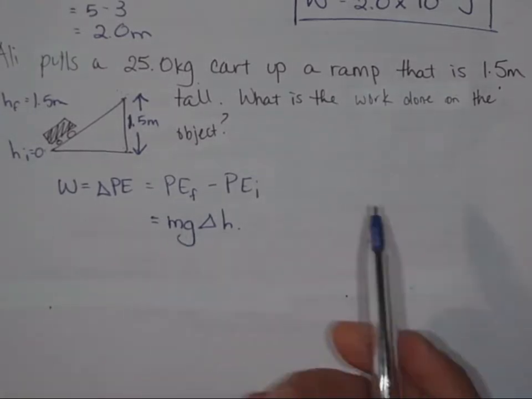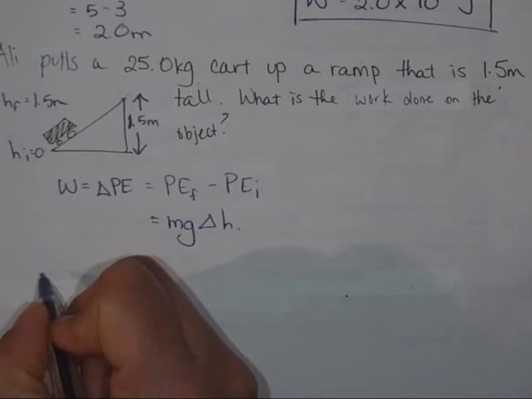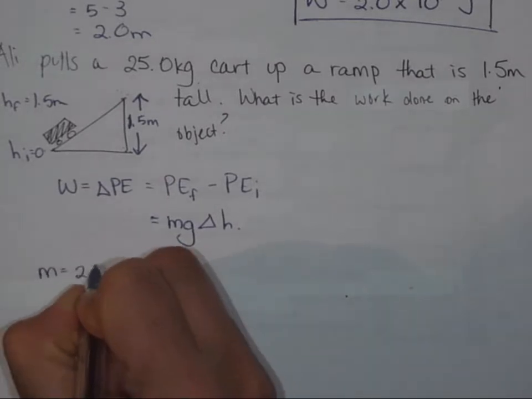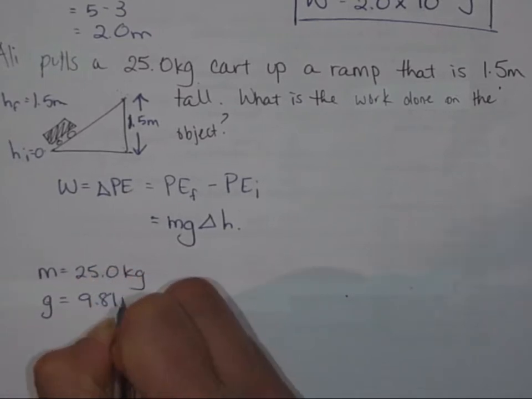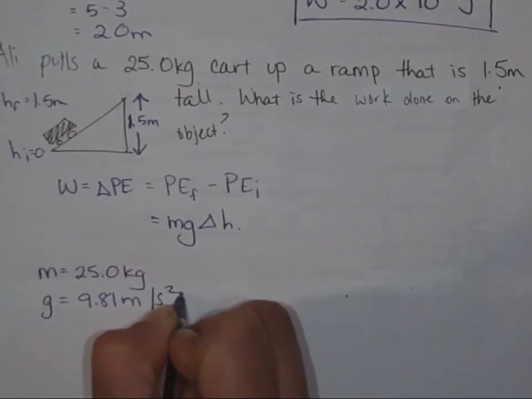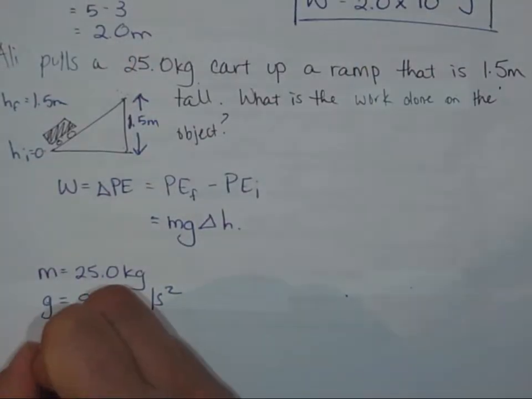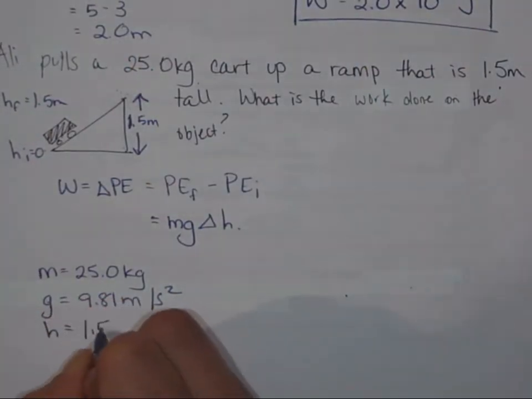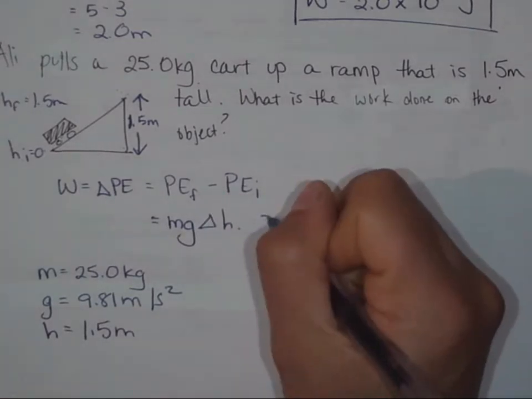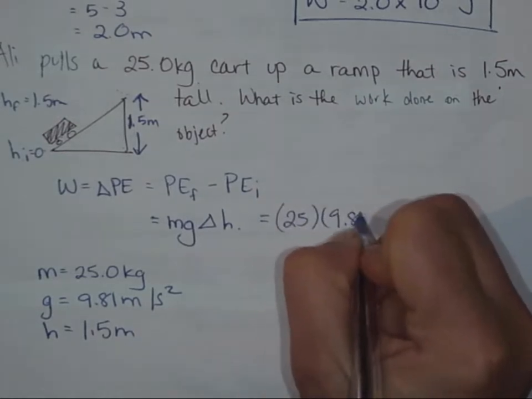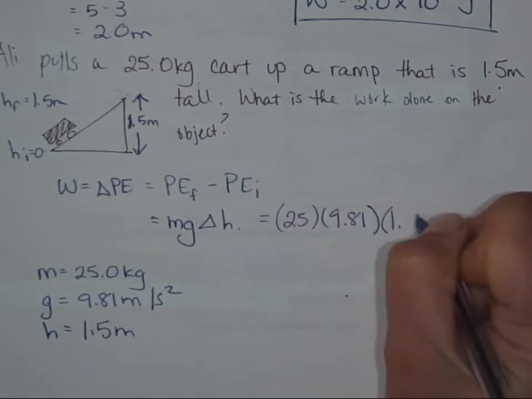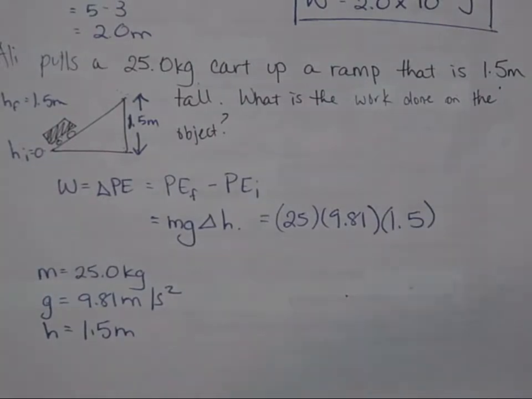So if I go back to these variables, I can ask myself if I'm actually given the information to now solve. My mass is 25.0 kilograms. My gravity is 9.81 meters per second squared. And, oops, I didn't put that up top. And the height is 1.5 meters. Now I'm in a position where I can actually solve this. My mass is 25. 9.81 meters per second squared is my gravity. My height is 1.5. Now I can solve this: 25 times 9.81 times 1.5.